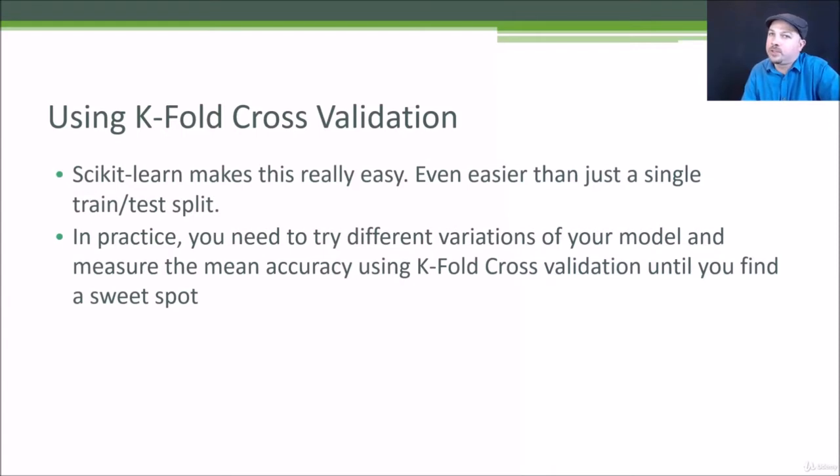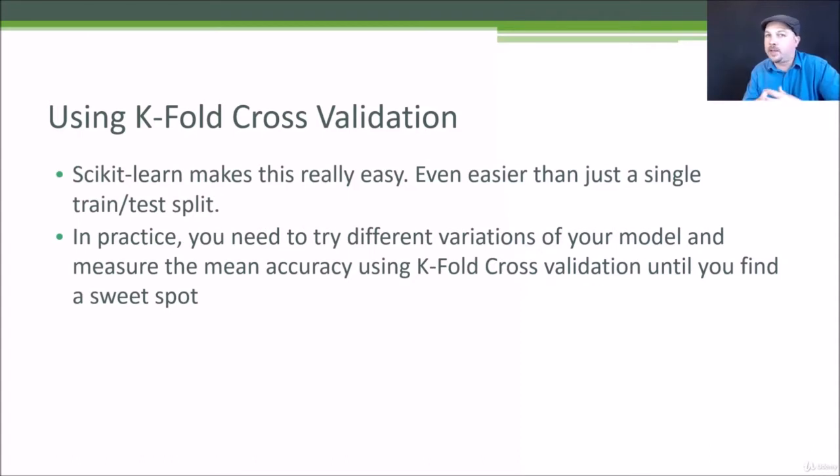Now, the way this all works in practice is you will have a model that you're trying to tune, and you will have different variations of that model or different parameters you might want to tweak on it, right? Like, for example, the degree of polynomial for a polynomial fit. So the idea is to try different values of your model, different variations, measure them all using k-fold cross-validation, and find the one that minimizes error against your test data set. And that's kind of your sweet spot there. So in practice, you want to use k-fold cross-validation to measure the accuracy of your model against a test data set.